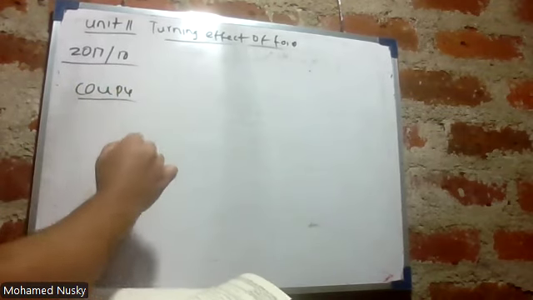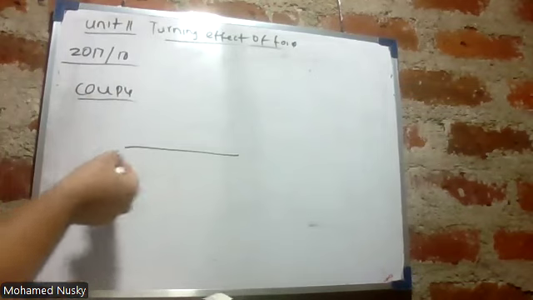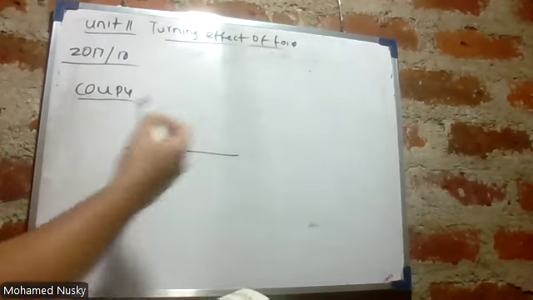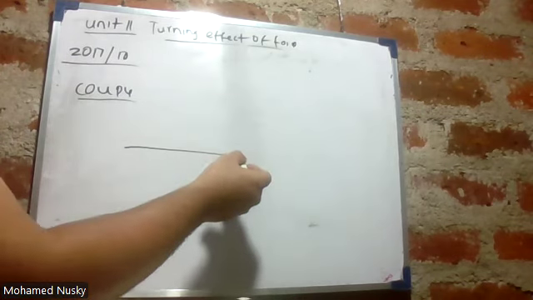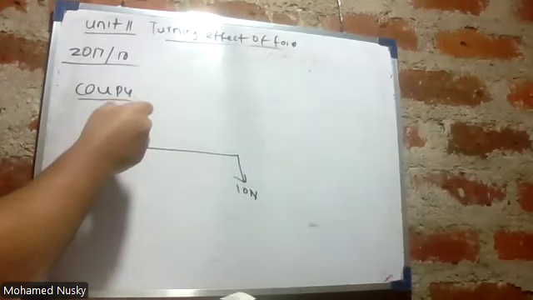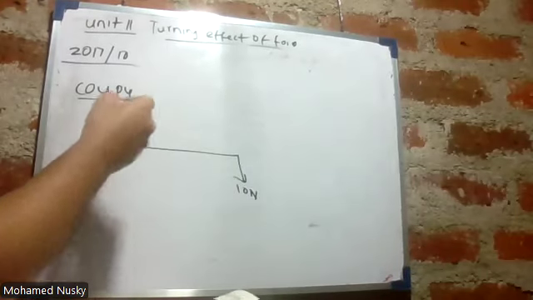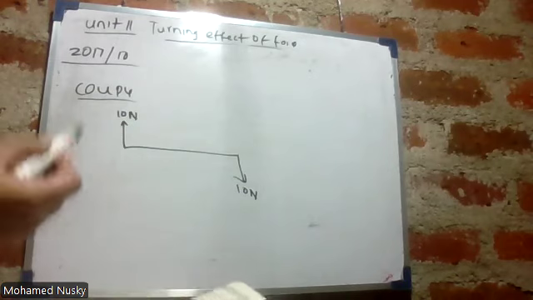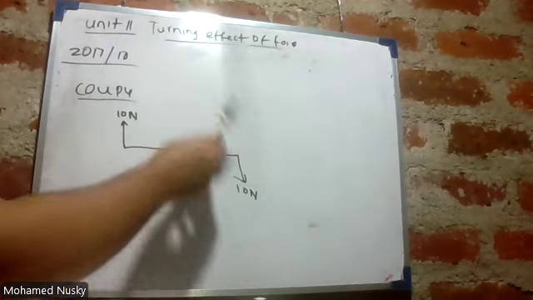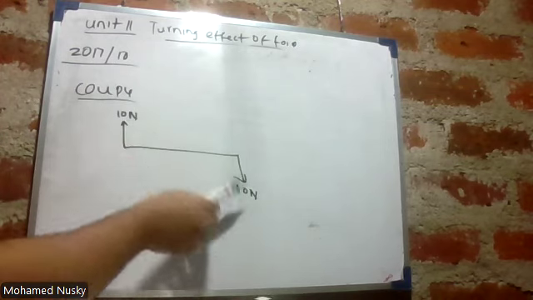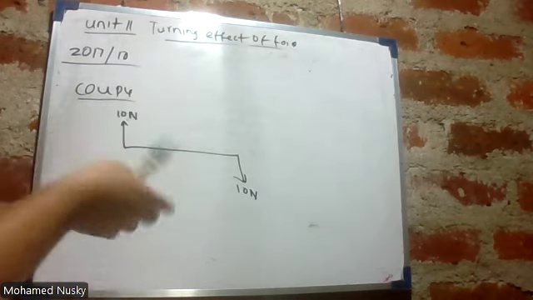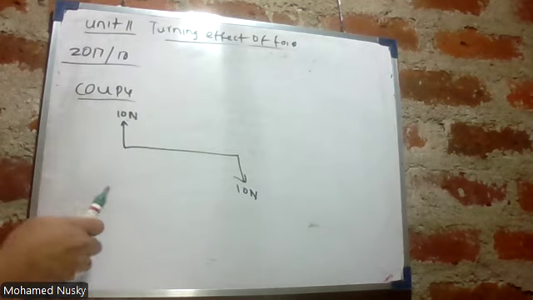What is this couple? Now, I will take a plank, a wood. From here, I'm going to give a force of 10 Newton, and here, I'm going to give a force of 10 Newton. If the same forces in opposite direction, equal in magnitude, act on an object, a couple is created. What is that?